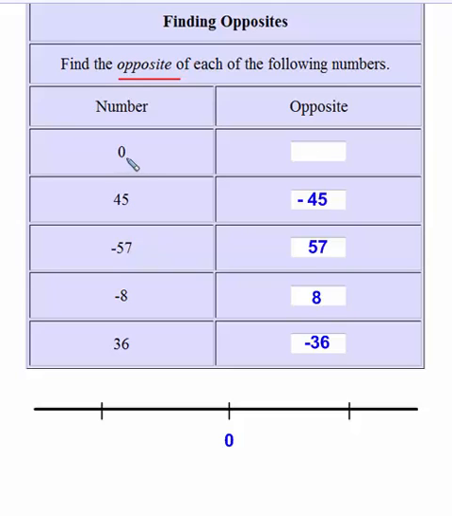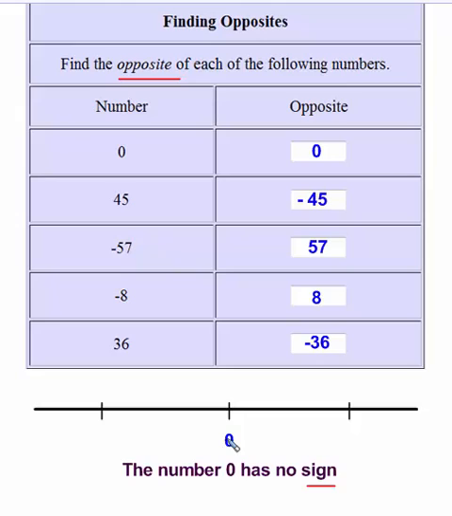0 is sort of a special case. 0 has no sign. Since the number 0 has no sign, we can't change the sign on 0. The number 0 isn't to the right nor the left of the midline, so it's neither positive nor negative. It turns out that 0 is its own opposite. The opposite of 0 is 0.